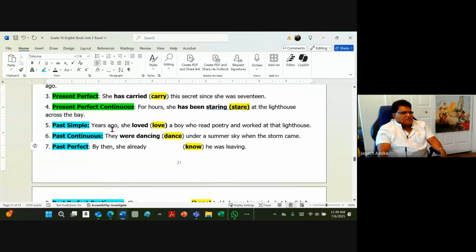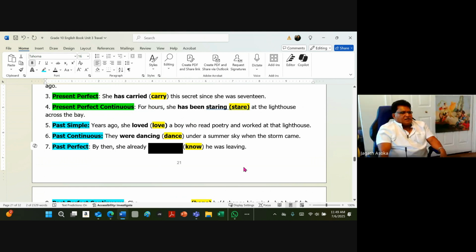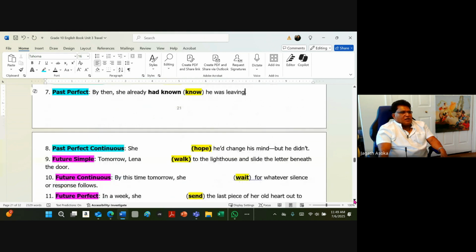So this is simple. She had known he was leaving. No, I was just showing. So present perfect, she has carried, but past perfect would be she already had known, not knew. This is an irregular verb.